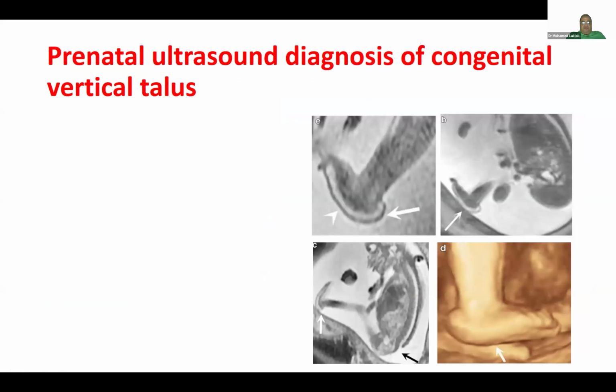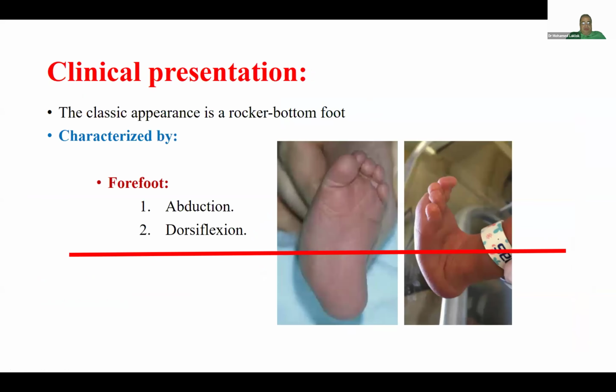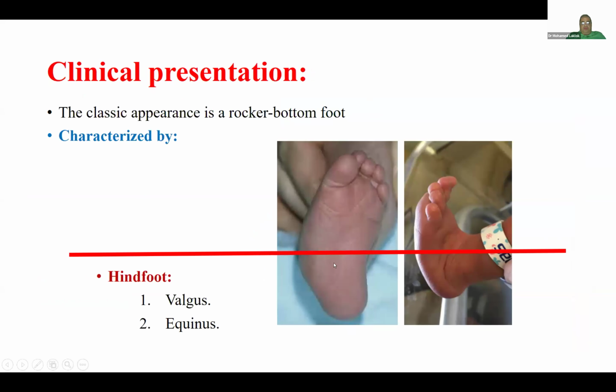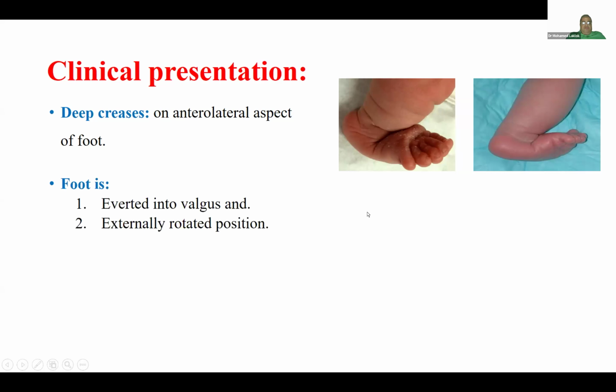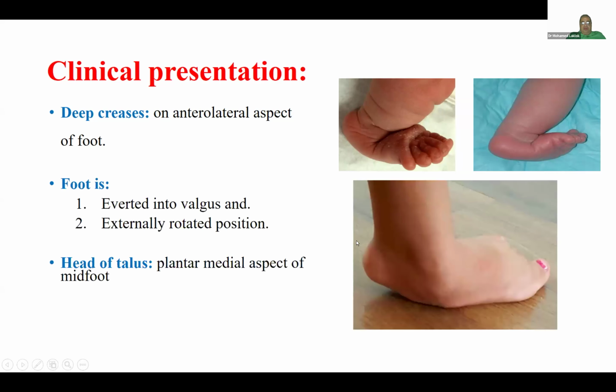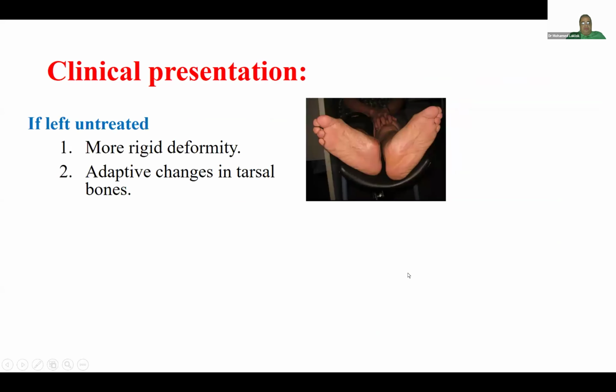Prenatal ultrasound diagnosis of congenital vertical talus is easy by sonar. Clinical picture: congenital vertical talus is characterized by abnormality in the forefoot in the form of abduction and dorsiflexion. Also, abnormality in the hindfoot, either valgus or equinus position. This creates a prominence in the anterolateral aspect of the foot. The foot is everted into valgus and externally rotated. The head of the talus can be palpated on the plantar medial aspect of the foot due to the abnormal position of the head of the talus, and the calcaneus is also in equinus position.